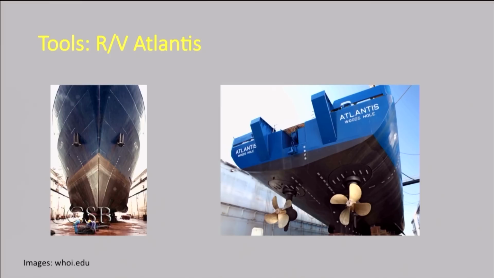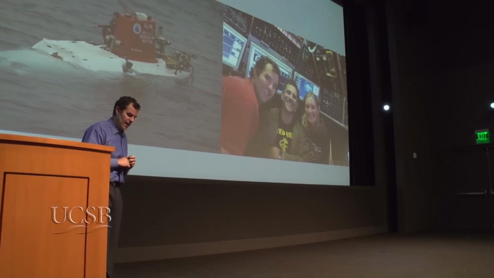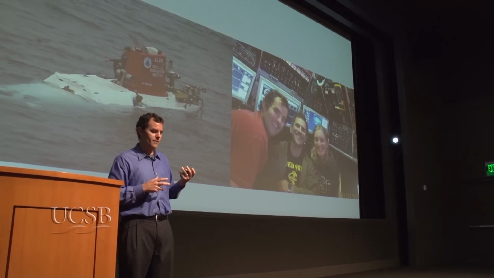The first is the vessel that we like to use. This is the research vessel Atlantis, 274 feet. It is an excellent vessel for scientific exploration. It's operated by Woods Hole Oceanographic Institution and becomes available through the National Science Foundation. So that's our platform that we work from. On that platform, we can house a number of different tools of exploration.